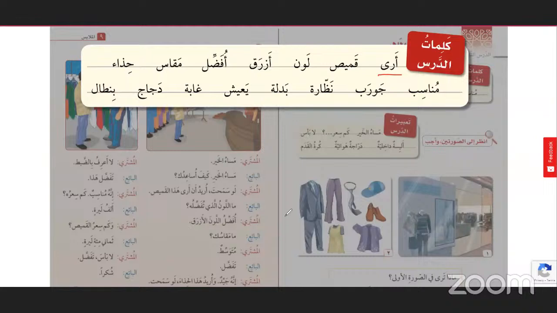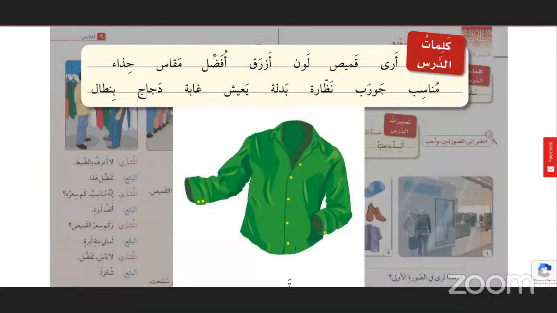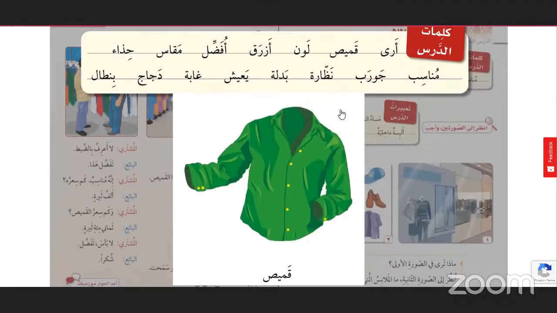Somebody wrote in the chat, sir, you're not looking well. No, I'm sick. I have fever and I have sore throat and I have a cold. Okay. Next word, qamis. The word qamis is easy, as everyone knows. Shirt.